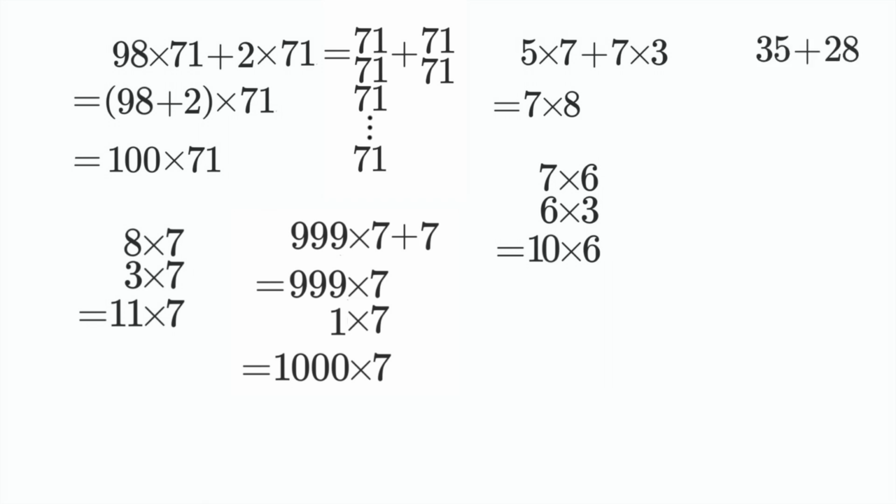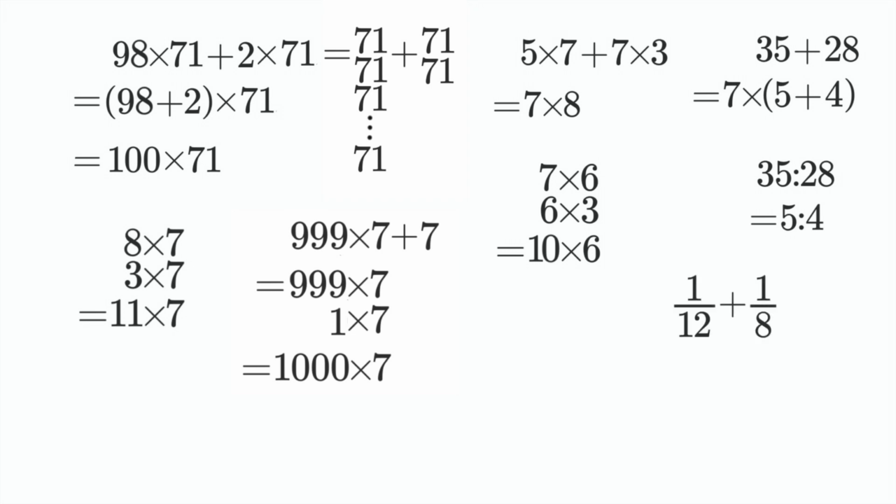Next example. They have common factor 7. Then divide them by 7, as if reducing the ratio. We can use it also for fractions. We will do this practice in video 7.